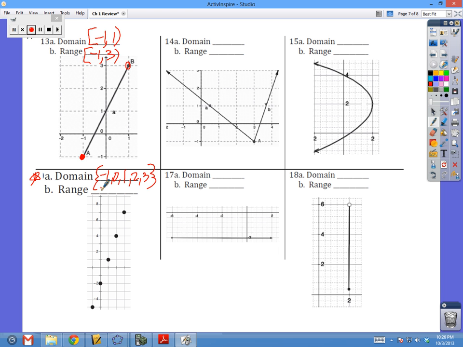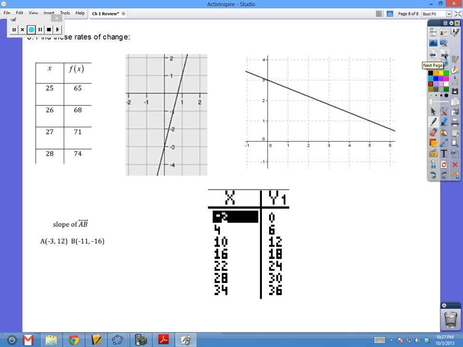15 side to side right here is the largest, and these arrows go forever. So my domain is going to be -infinity all the way to 2, and it includes 2, so 2 gets a bracket. The range up and down looks like it goes down forever, from -infinity all the way up to +infinity. Parentheses.